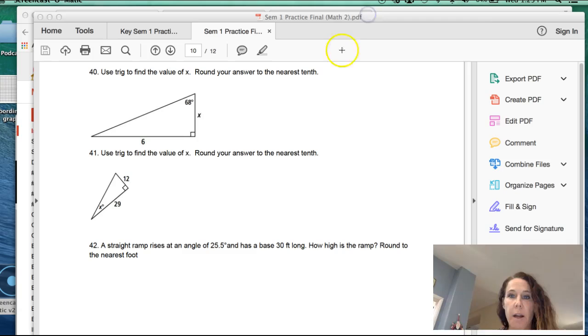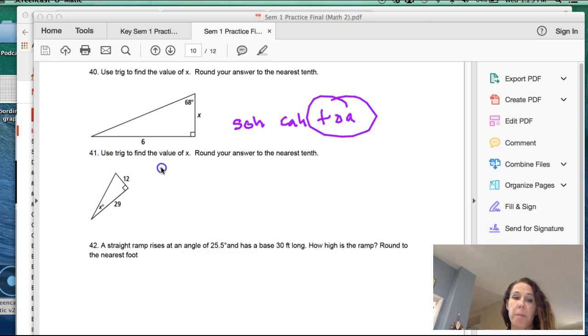So let's clear that off and do 41. Use trig to find the value of x, round your answer to the nearest tenth. Once again, I'm going to use trig. So I'm going to look at SOHCAHTOA. Sine is opposite over hypotenuse, cosine is adjacent over hypotenuse, tangent is opposite over adjacent. So I look at my angle, and once again, I have an opposite side and an adjacent side. So I'm going to pick tangent again for this problem, and I'm going to do tangent of x equals my opposite side, which is 12, over my adjacent side, which is 29.